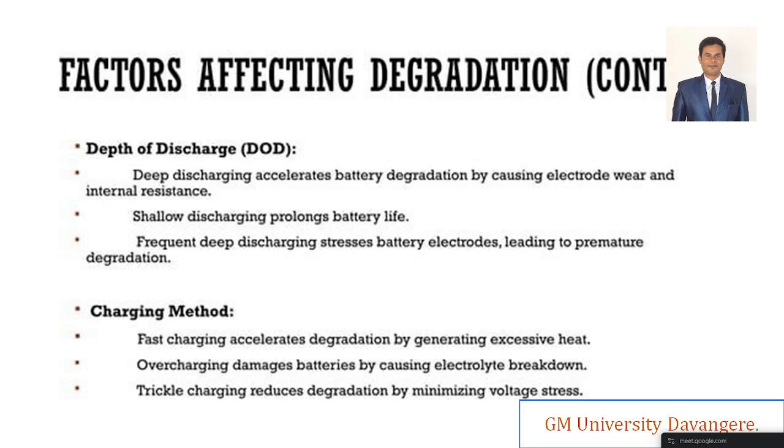You cannot have the 20% depth of discharge. It tells the shallow discharge. If there is a 20% depth of discharge, it will tell the shallow discharge and will prolong the battery life also. It will try to prolong the battery life. So that is the reason. The frequent deep discharging stresses the battery electrodes, leading to premature degradation.